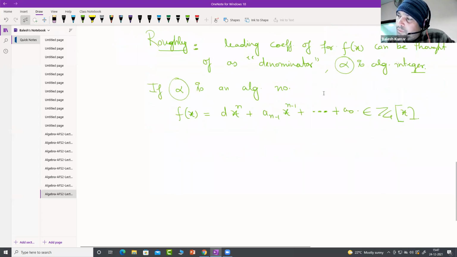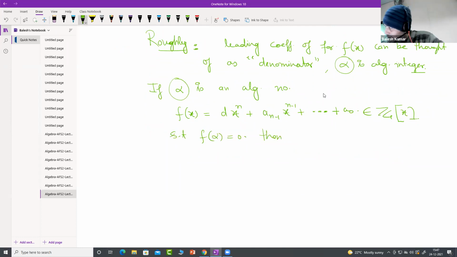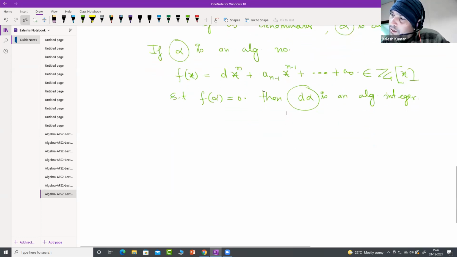So what do I mean to say? Such that f of alpha is 0, then d alpha is in fact an algebraic integer. And this is just because d alpha will be a root of a monic integer polynomial.